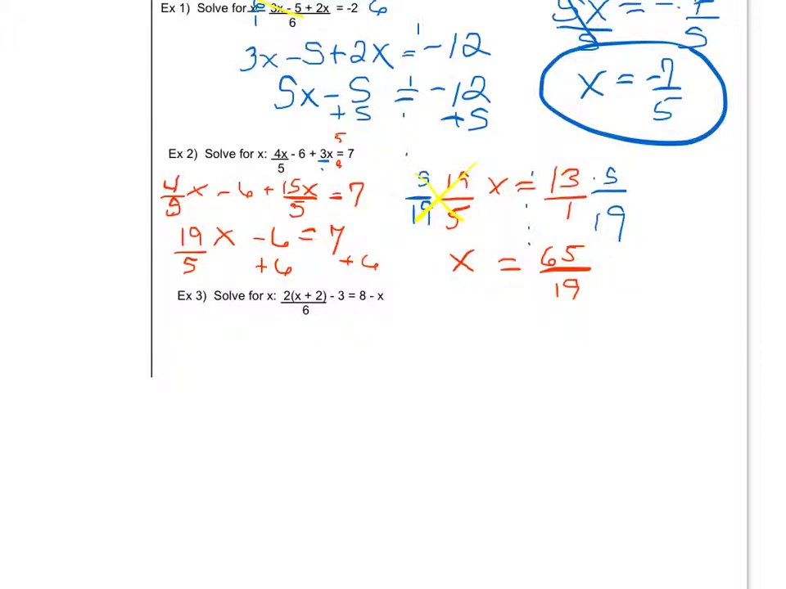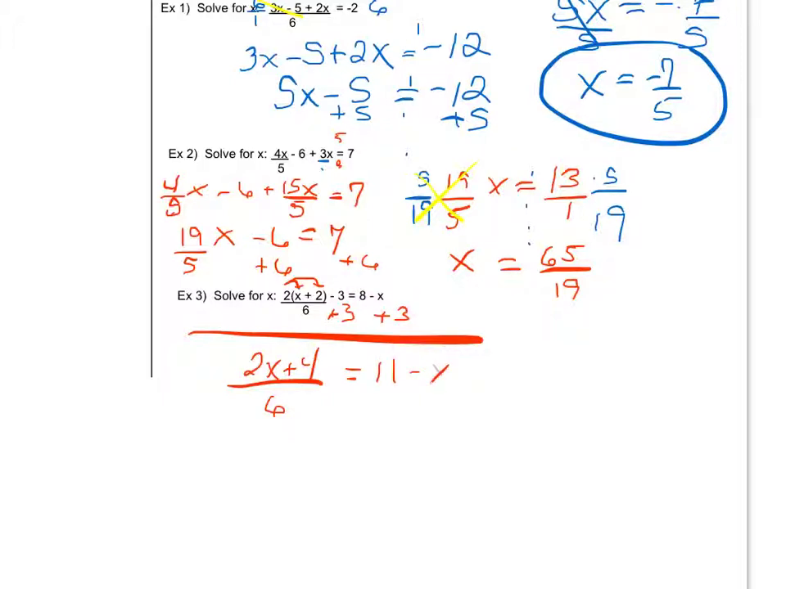So what I'm going to go ahead and do is get rid of this minus 3 by adding 3 to both sides, giving me, and I'm also going to distribute at the same time, since I know I'm going to have to do that in the future anyway. Giving me 2x plus 4 all over 6. My 3's cancel out, equals. Remember, I can add this 3 to anything that's a like term of it over on the right, so I'm going to add 8 and 3, giving me 11 minus x.